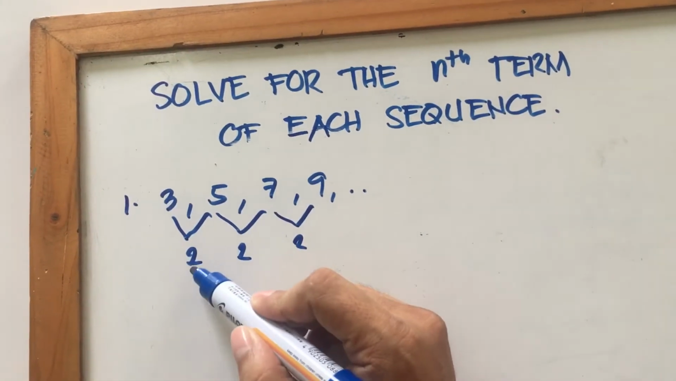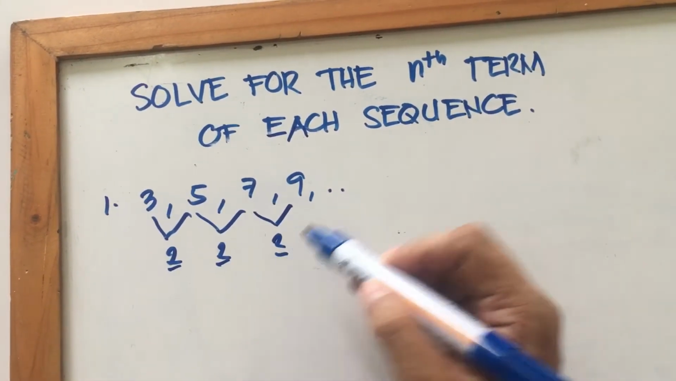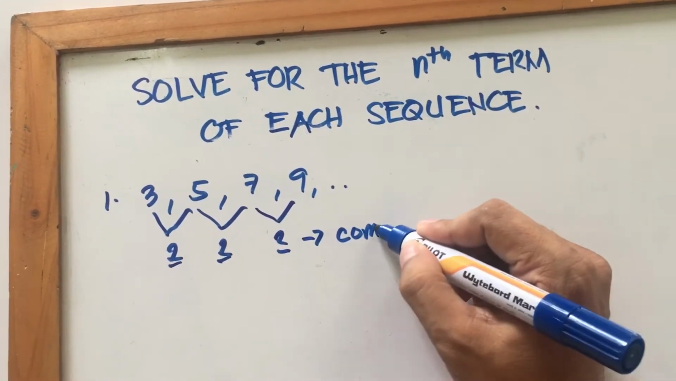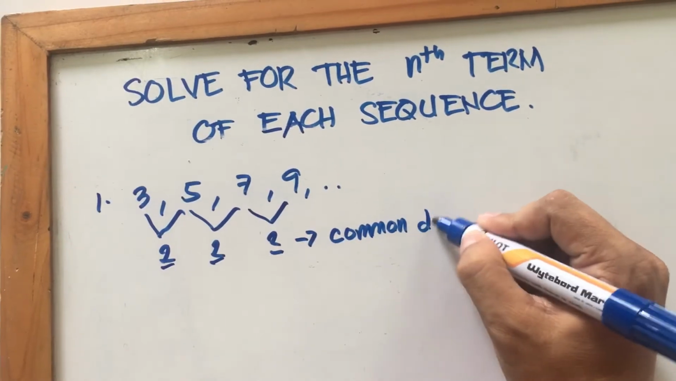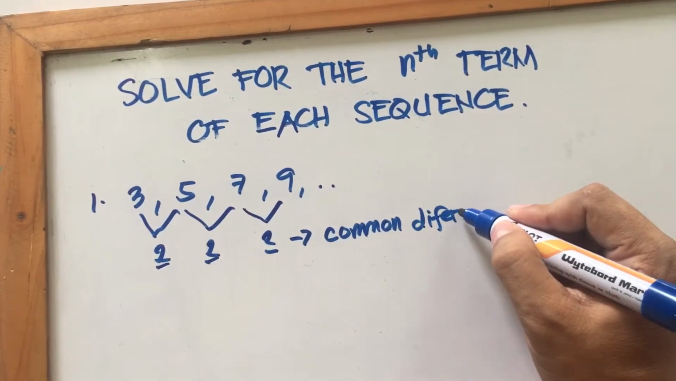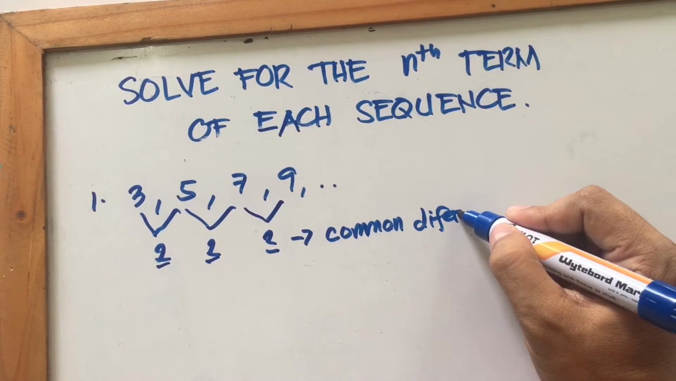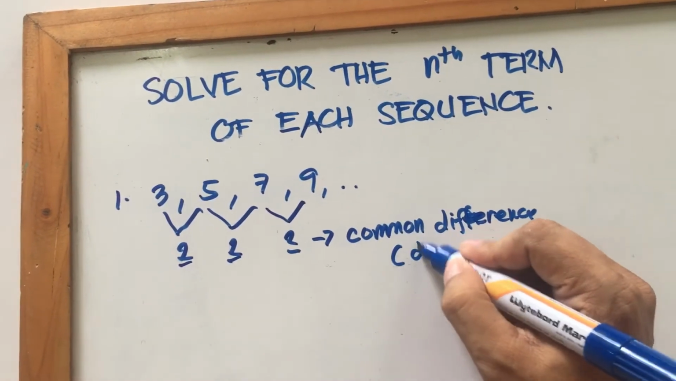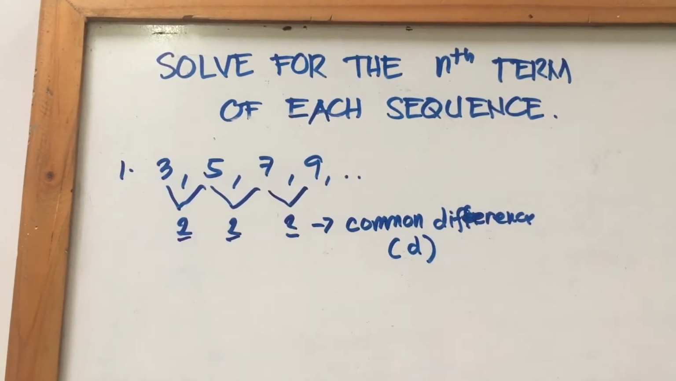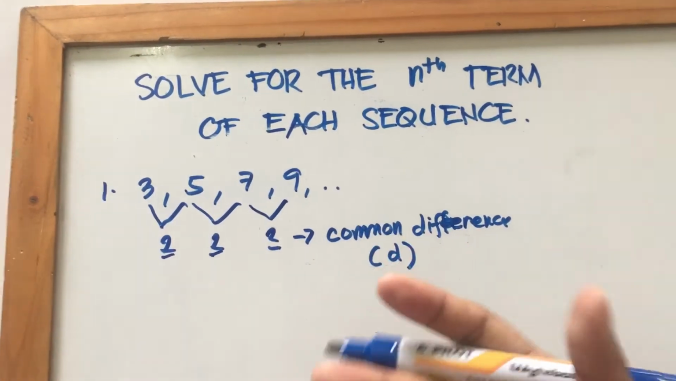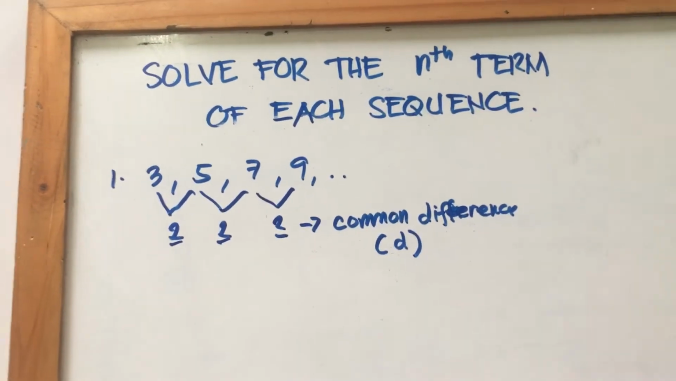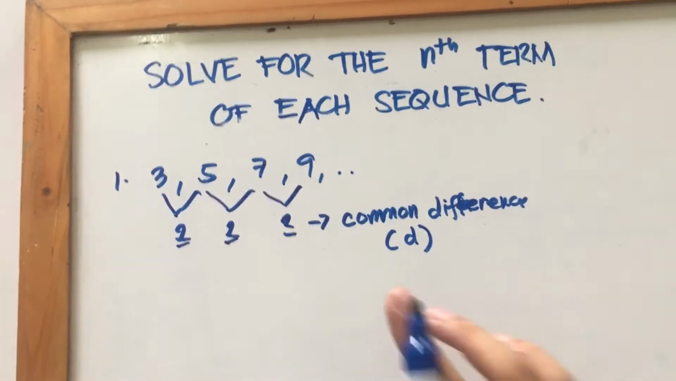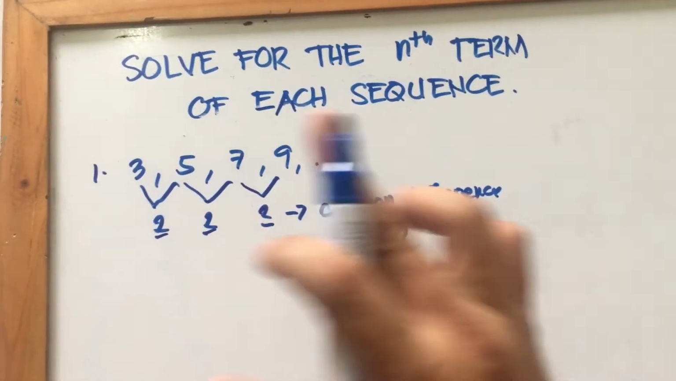So please take note that the 2 here, that certain constant number that we need to add, we call that the common difference. Okay, common difference. Or you just simply put d. Okay, so that is how we find the common difference and how to determine if that sequence is an arithmetic sequence. Okay, so now we are asked to solve for the nth term of each sequence.